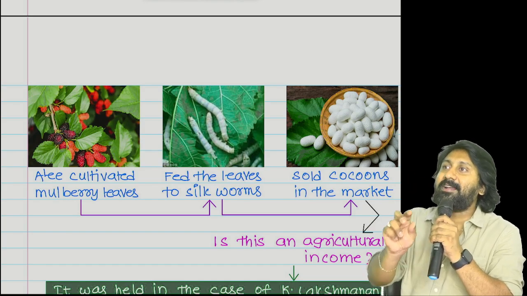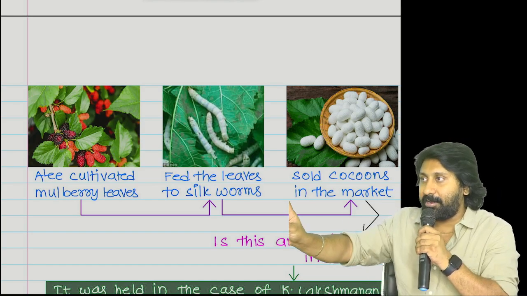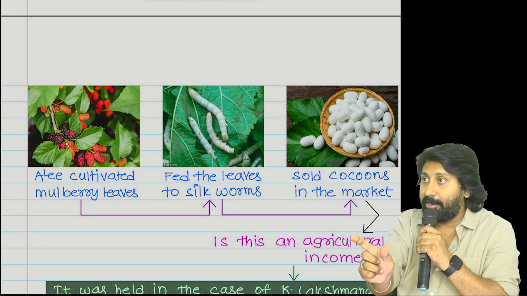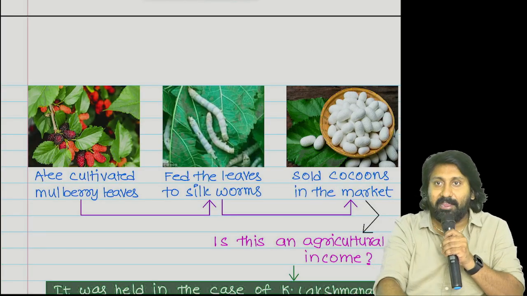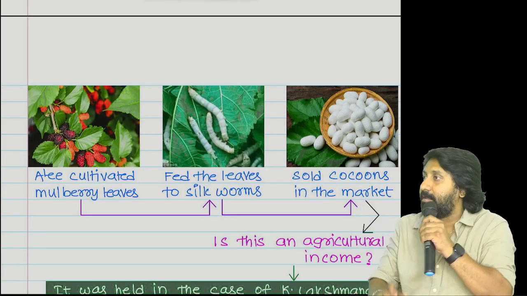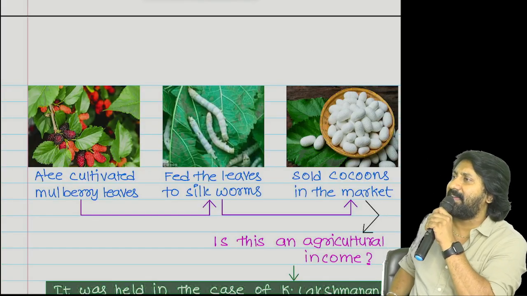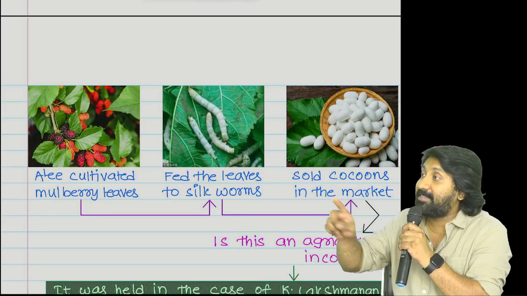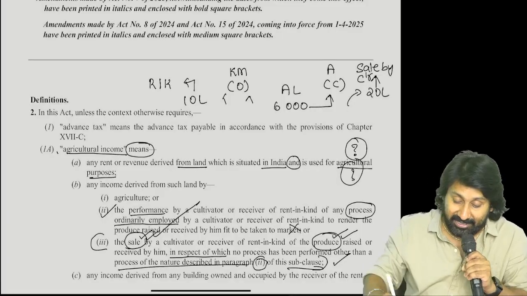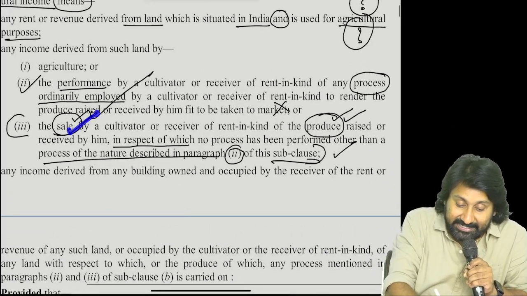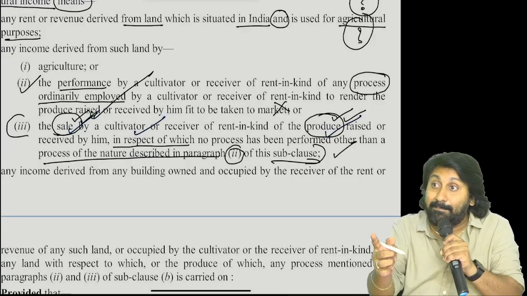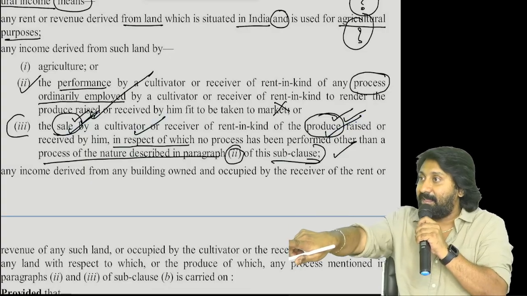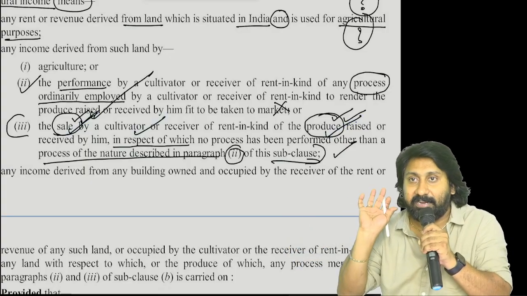It said the process should be carried on which is ordinarily employed to make the product fit for the market. Mulberry, all this is a process, understanding. What they said in the section: sale by a cultivator of the produce raised, mulberry leaves, if they sell, then it becomes agricultural income.